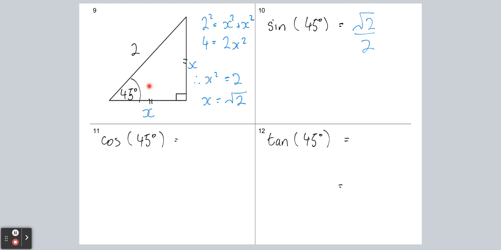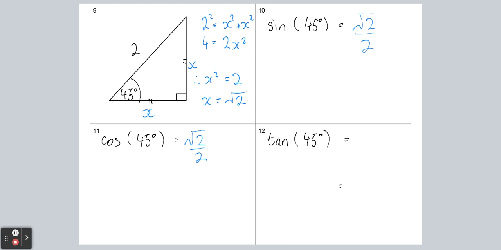Cosine is adjacent over hypotenuse. So that is again root 2 on 2. And this works based upon what I was saying on the previous page. 45 degrees and 45 degrees, they are complementary. They add up to 90 degrees. And yes, the cosine and sine of the complementary angles are indeed the same value.